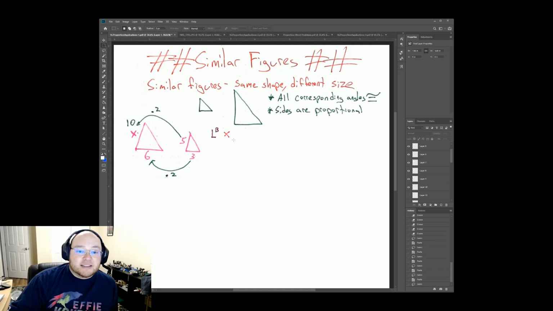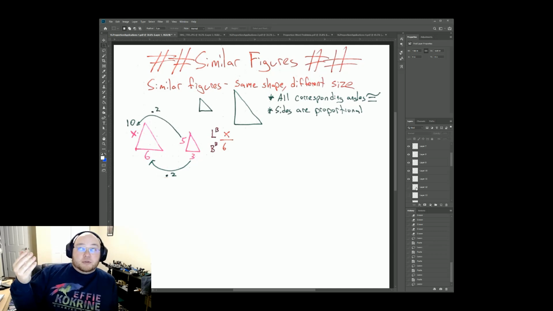Another way you could have done it. And I like to label things. When I say LB, I'm saying the left side of the big triangle is x, right? So that's the left side of the big triangle. It's x over the bottom of the big triangle. That's 6. So you're always trying to do two things when you're doing proportional problems. One, you're making comparisons that make sense. So I'm just comparing the left side to the bottom side. And you've always got to make sure things are in the right order. So that's why I have my equal sign.